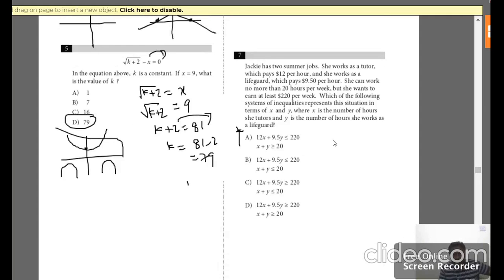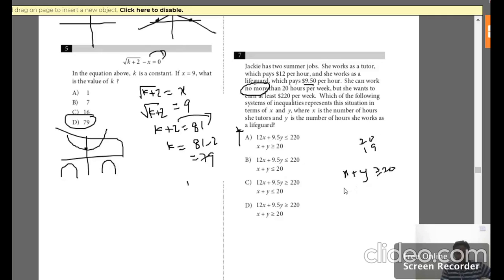It is just like maximum optimizing questions that we have. Jackie has two summer jobs. She works as a tutor, which pays $12 per hour, and she works as a lifeguard, which pays $9.50 per hour. She can work no more than 20. So this wording you have to be very careful. Concentrate upon no more than 20 hours. It means it should not go beyond 20. You can have 20, 19, less than 20.